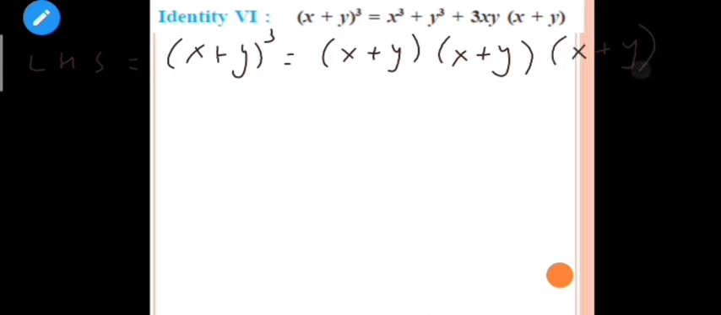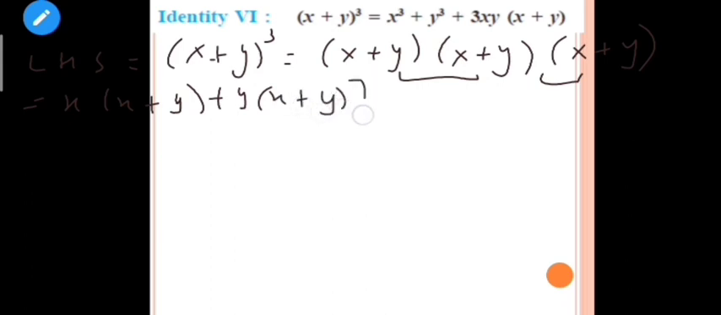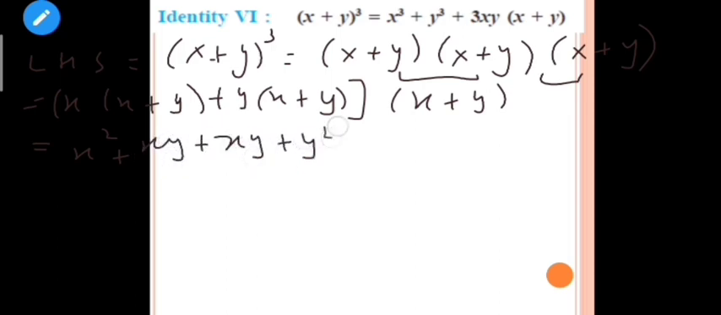Students, what I am going to do, I am again going to take simple multiplication here, but I will take two terms simultaneously, and after that the result I will multiply with the third term. Okay, so let us see here. I will multiply x with x plus y, again y with x plus y, and here it is x plus y again, right? So x into x will be x square, x into y will be xy, plus again xy plus y square, and this will be your x plus y here.